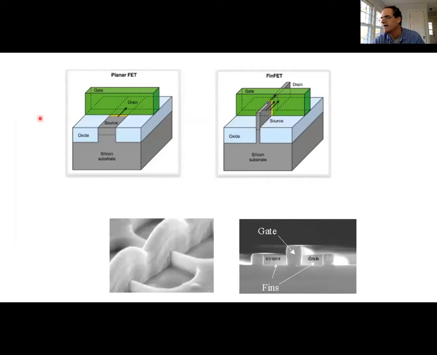So another change that's occurred over the last 20 years is that technology has shifted from planar FETs, like the ones that we've used in our examples, to what are called FinFETs. In a FinFET, the channel is a narrow fin, and the gate almost completely surrounds it, as shown here. This way, when you deplete the channel by applying a voltage to the gate, the channel is depleted on 3 sides.